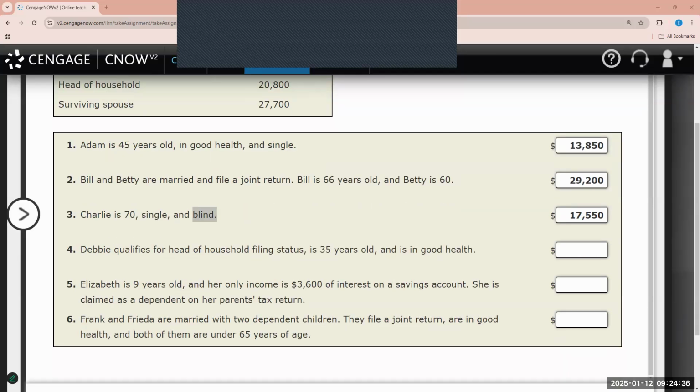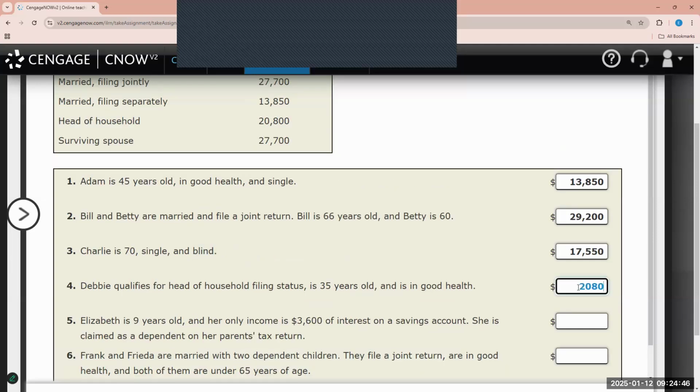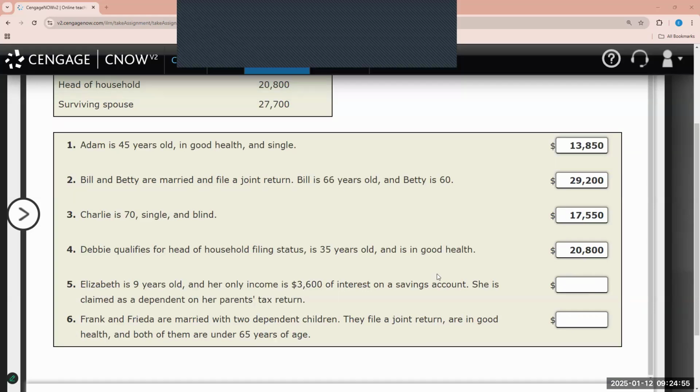Here we see for question 4, Debbie qualifies for a head of household filing status, is 35 years old, and is in good health. She qualifies for head of household, $20,800 for 2023, and for 2024, that amount would be $21,900.